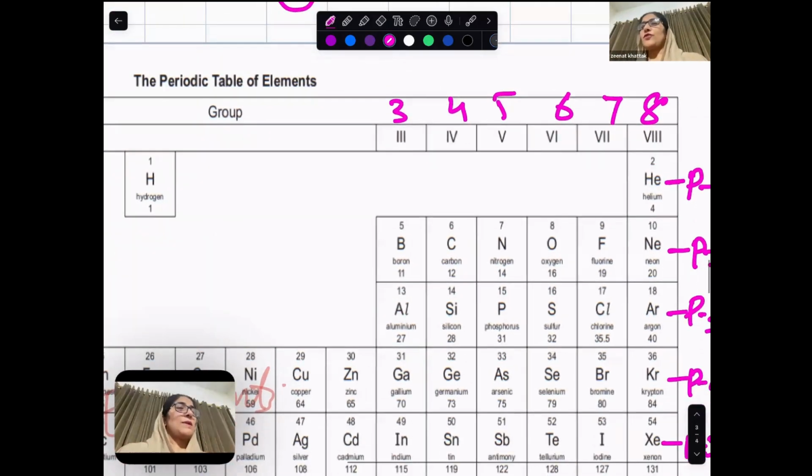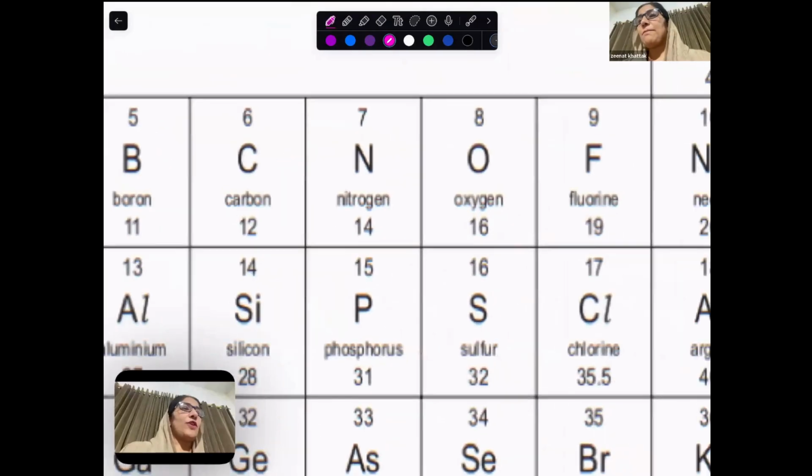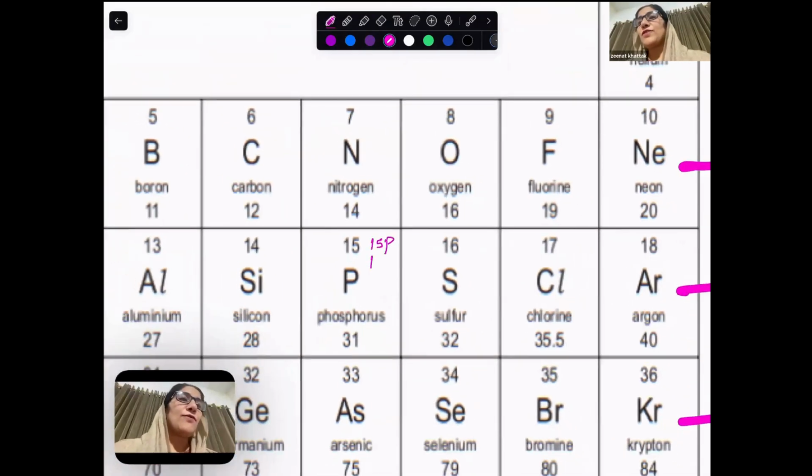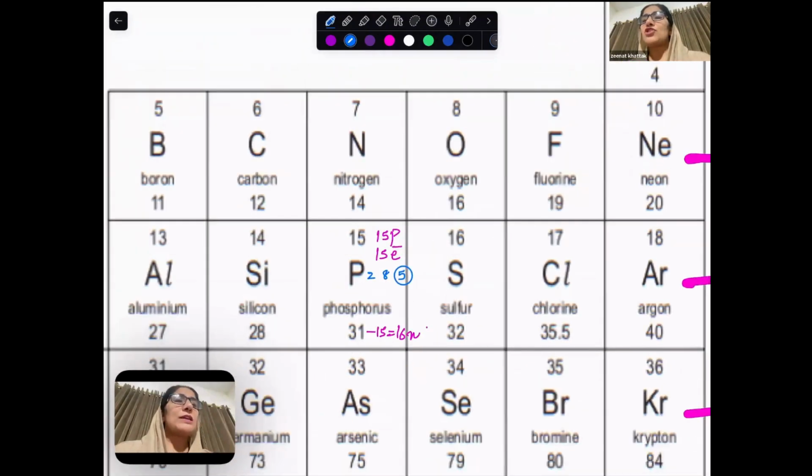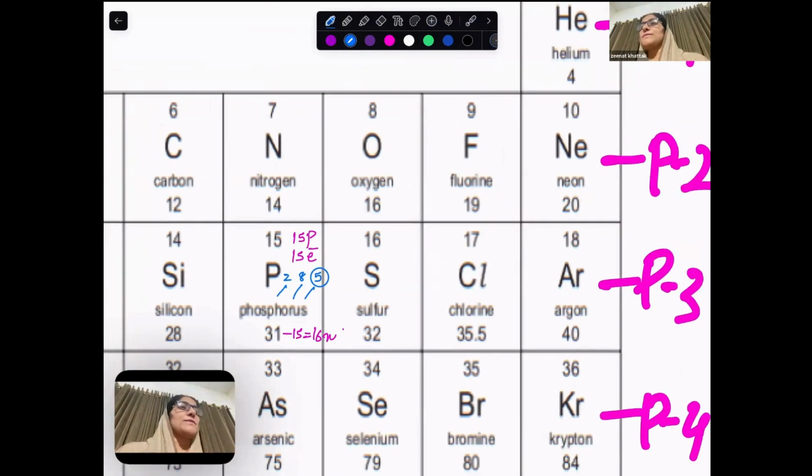Can we do it for phosphorus? 15 protons, 15 electrons, 31 minus 15, 16 neutrons. Yes. How will you do the arrangement? 2 in the first shell, 8 in the second shell, 5 in the last shell. So how many electrons in the last shell? 5. The group number is 5. How many shells are there? 3 shells. Period number is 3.